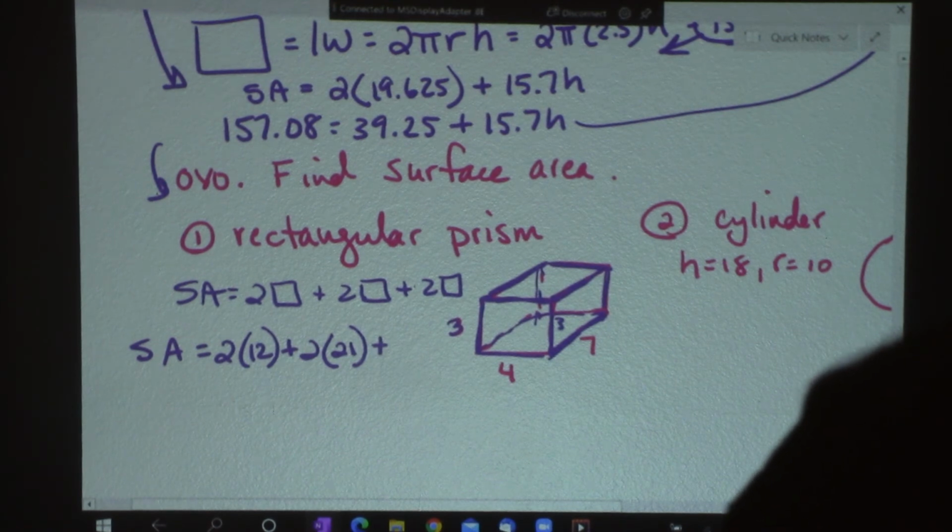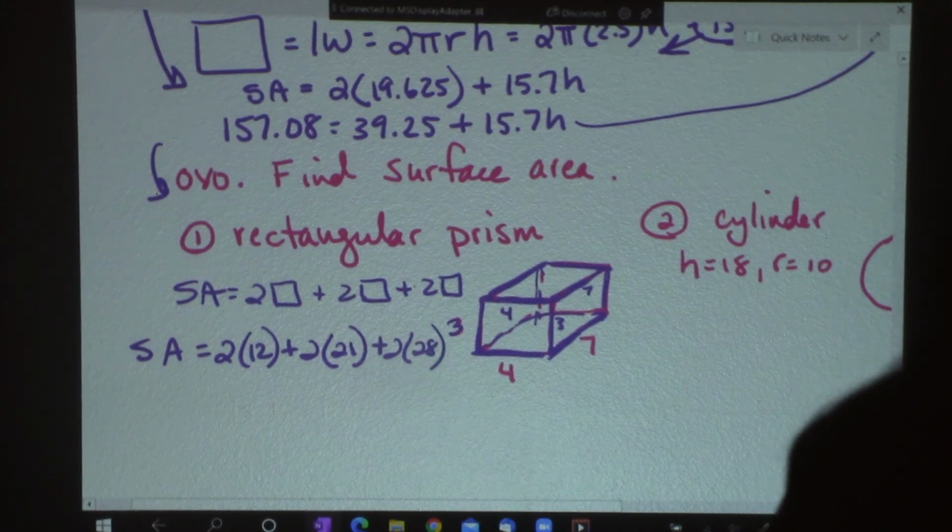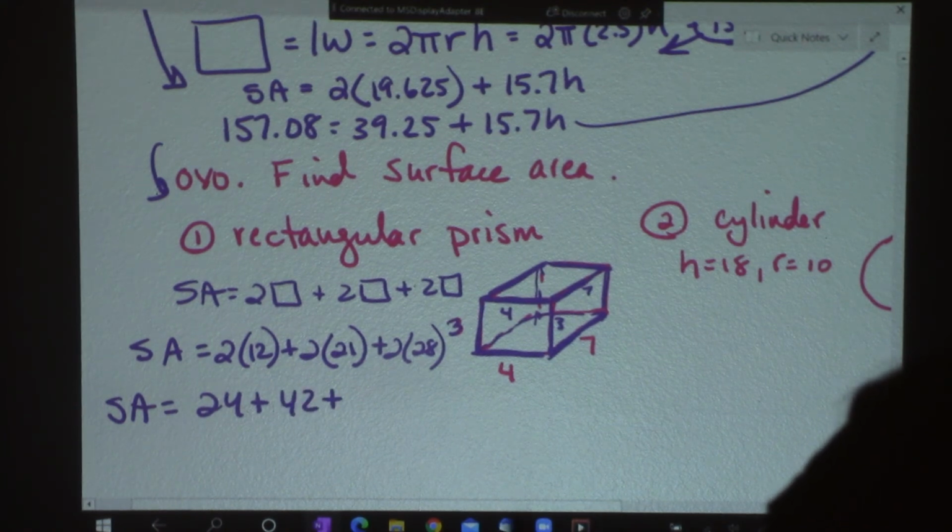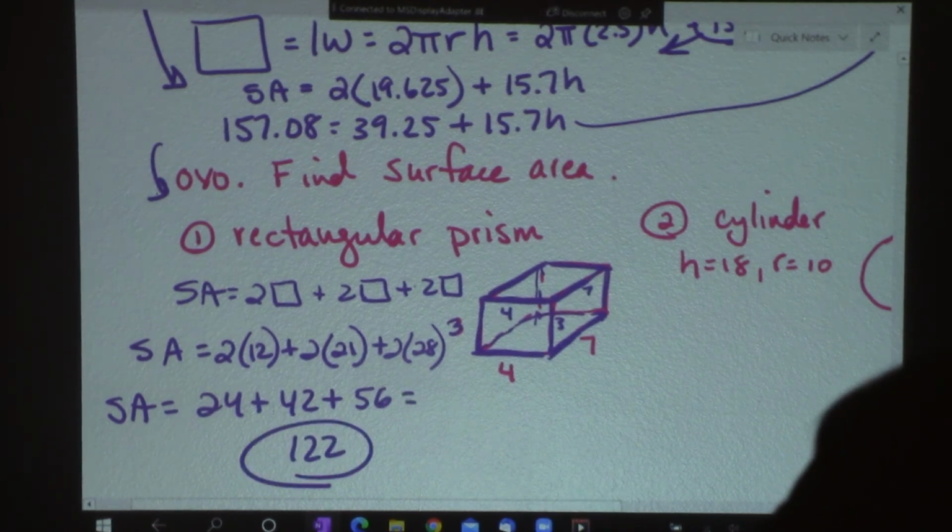And then the top, if this is 4 down here, it has to be 4 up here. And if this is 7 here, this will be 7 up here. I've got 2 times 4 times 7, which is 28. Okay, so if I work that out, I get 24 plus 42 plus 56, and that equals 122.